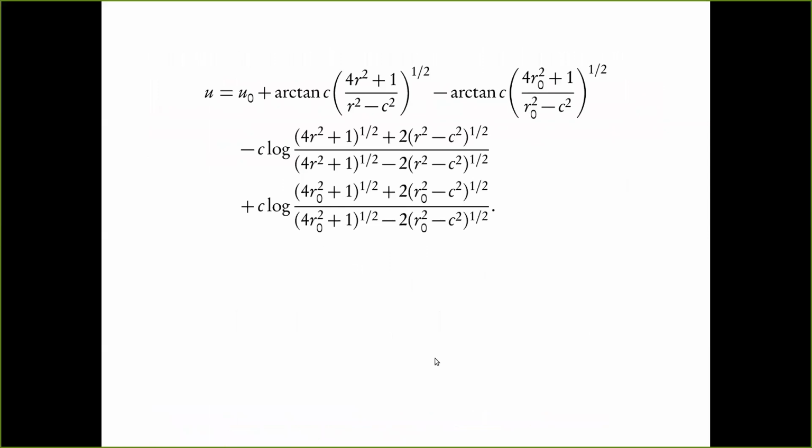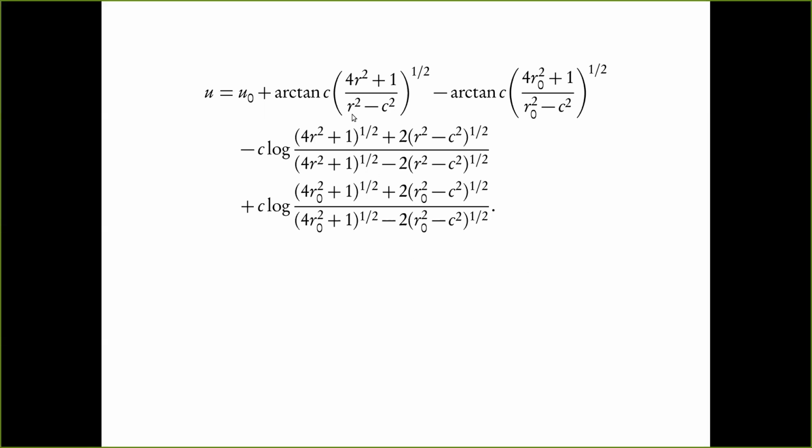Okay. So this is what they get. This is as explicit as solutions of differential equations get. I mean, it couldn't be any more explicit. There's the U0 initial term, there's tan inverse, there are two terms, and there's some log terms, and the C comes in, the C from Clairaut's formula.